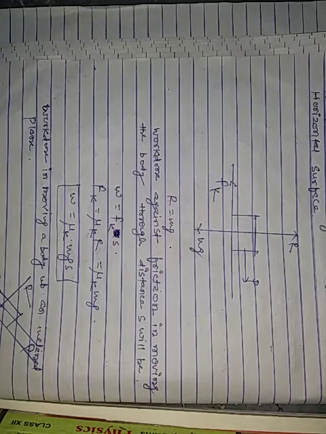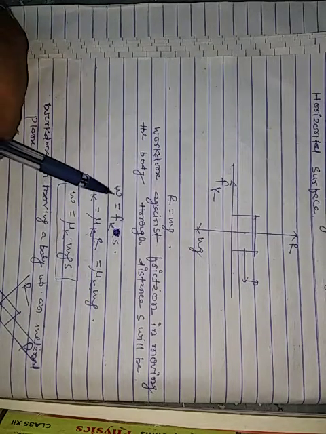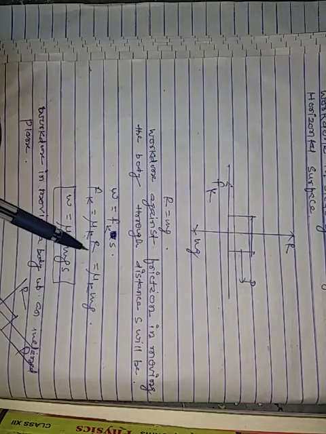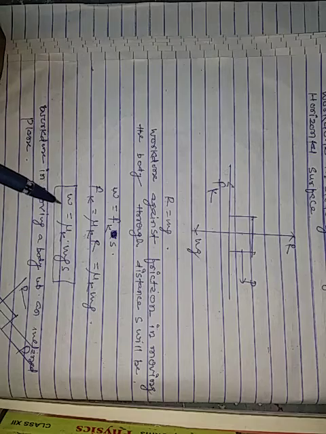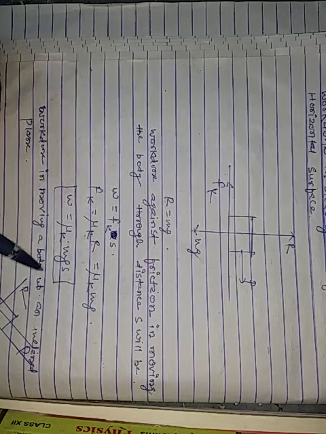So the work done against friction in moving through the distance s will be W is equal to Fk into S, where Fk is equal to mu k R, and R is equal to mg. So in place of R we place mg, so the work done is mu k mg s.